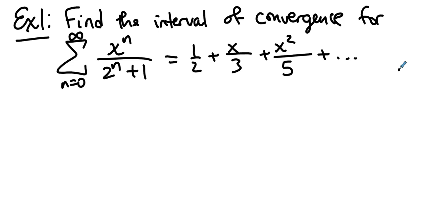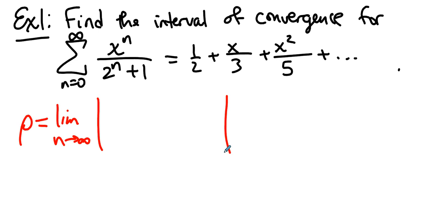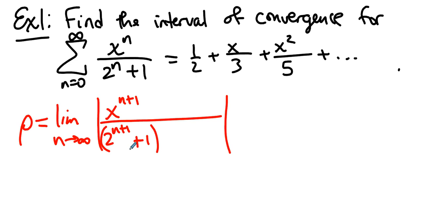Okay? So to find the interval of convergence, we find rho. It's the limit as n approaches infinity of the absolute value of the n plus 1 term over the nth term. The n plus 1th term looks like this. The nth term looks like that.